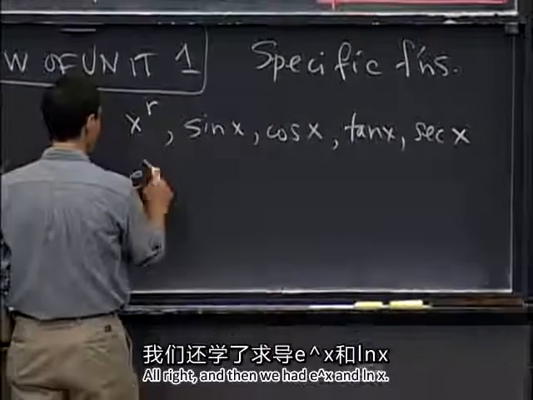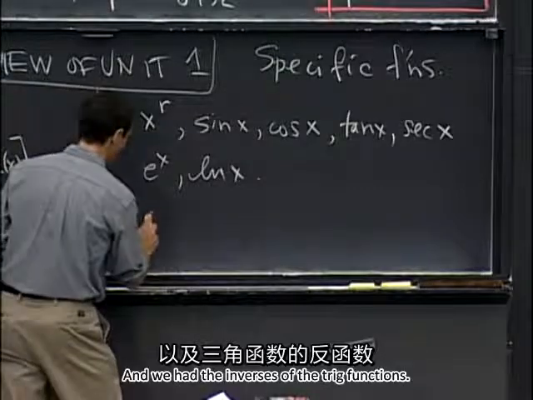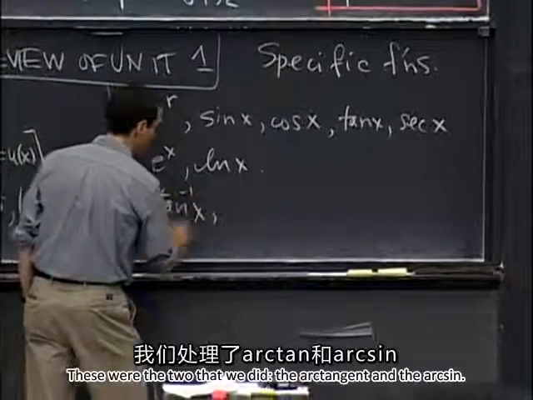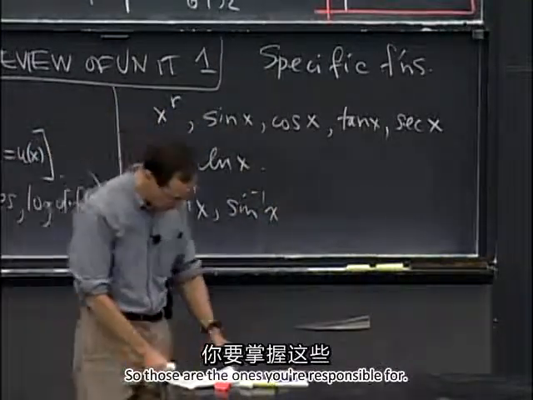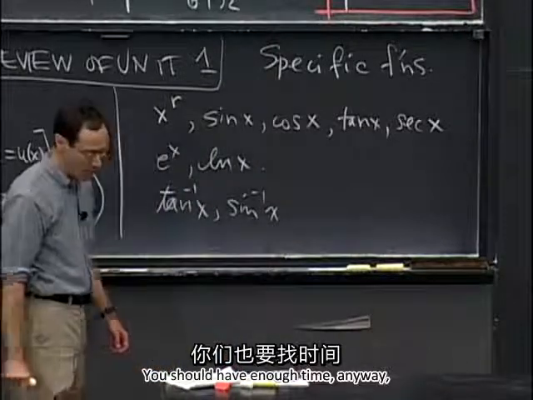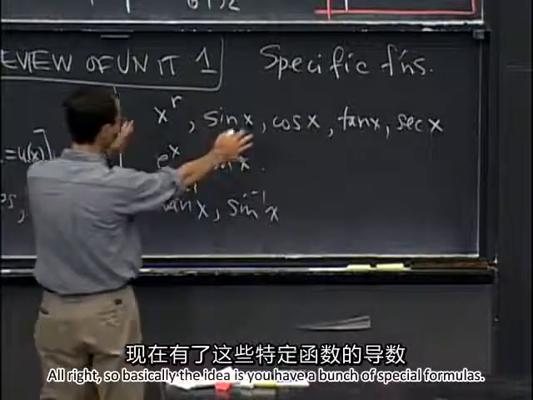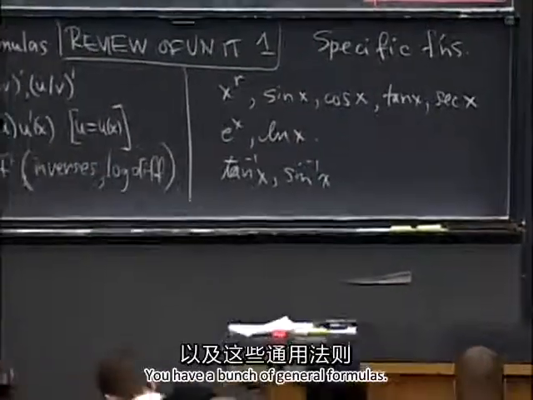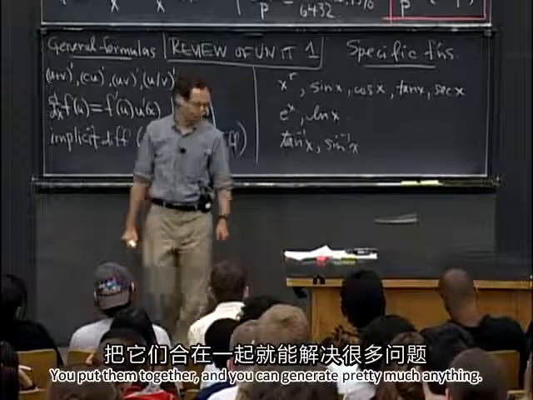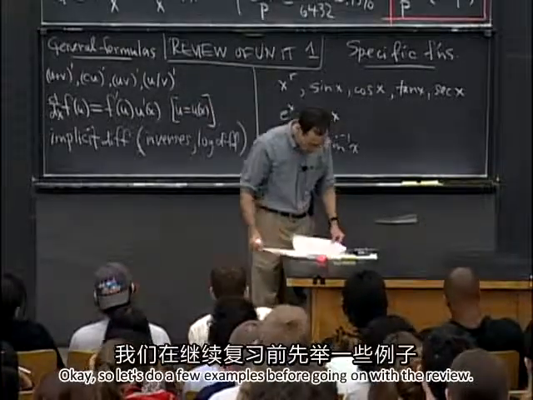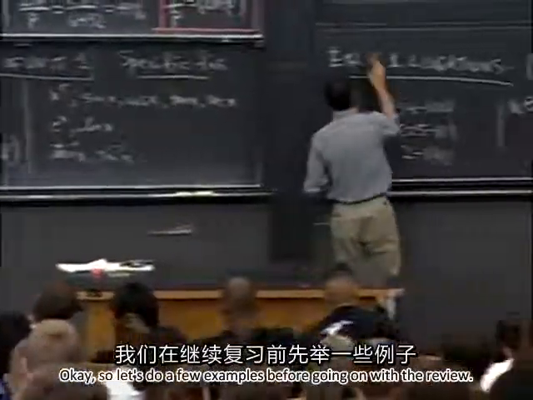All right, and then we had e to the x and log x, and we had the inverses of the trig functions, which were, these are the two that we did, the arctangent and the arcsine. All right, so those are the ones you're responsible for. You should have enough time anyway to work out anything else if you know these. All right, so basically the idea is you have a bunch of special formulas, you have a bunch of general formulas, you put them together and you can generate pretty much anything. Okay, so let's do a few examples before going on with the review.